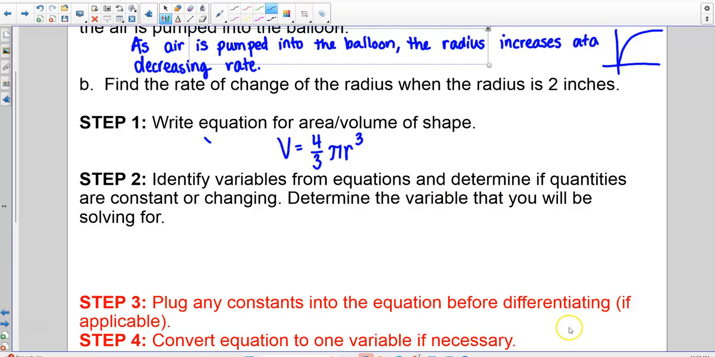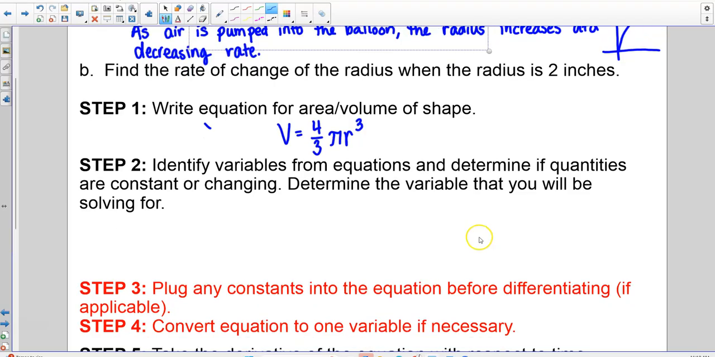All right, we're going to identify our constants and our changing quantities. Is the volume changing? Yes. Is the radius changing? Yes. Those two have to go together. If the radius changes, the volume has to change in a sphere.